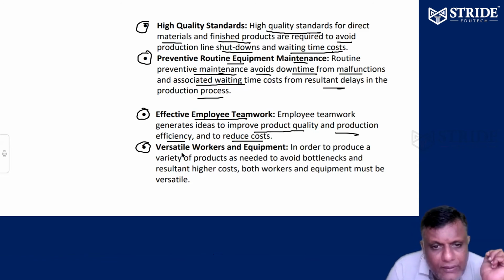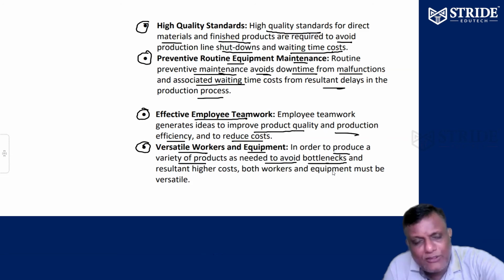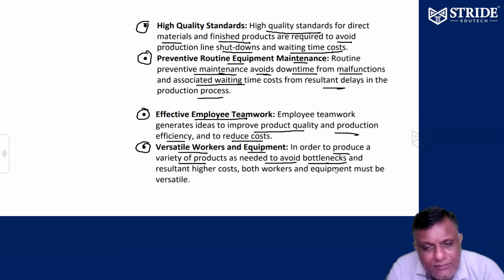Next, number 4, versatile workers and equipment. In order to produce a variety of products, they need to avoid bottlenecks. In every product, there are bottlenecks. What is a bottleneck? There is a term in corporate circles: the bottleneck is always in the neck of the bottle. When the head of the department troubles you, the entire company will be in trouble. Where is the bottleneck? Neck of the bottle. That's called the chief executive. That's a joke I'm telling. Okay, fine. Here, the bottleneck means what prevents you.